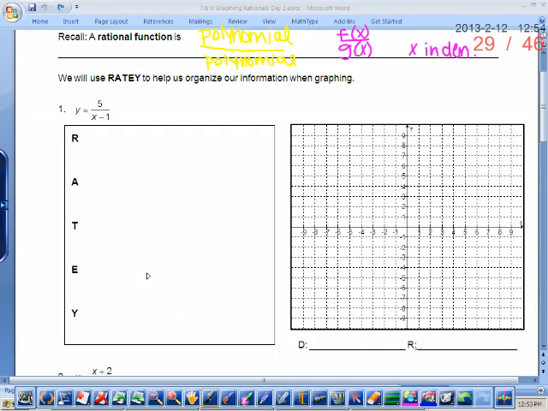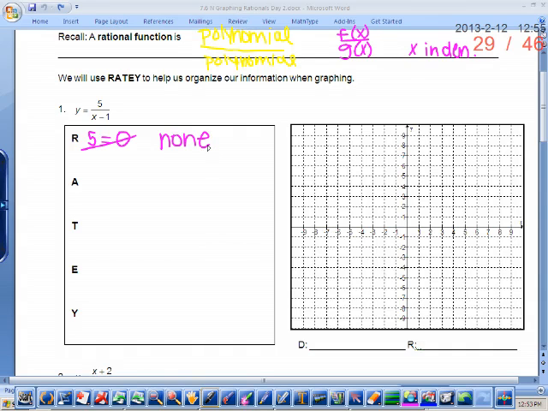All right, so for each example, we're going to work our way through RADII. Okay? So we're going to start with y equals 5 over x minus 1. Okay, R stands for what? Roots. What does it tell us to do? Set the numerator equal to 0. So my numerator is 5. We set 5 equal to 0. Will 5 ever equal 0? No. So we don't leave it blank, though. We've got to write none. Is it okay to not have any roots, to not have any x-intercepts? Yes. We saw that with our parent function.